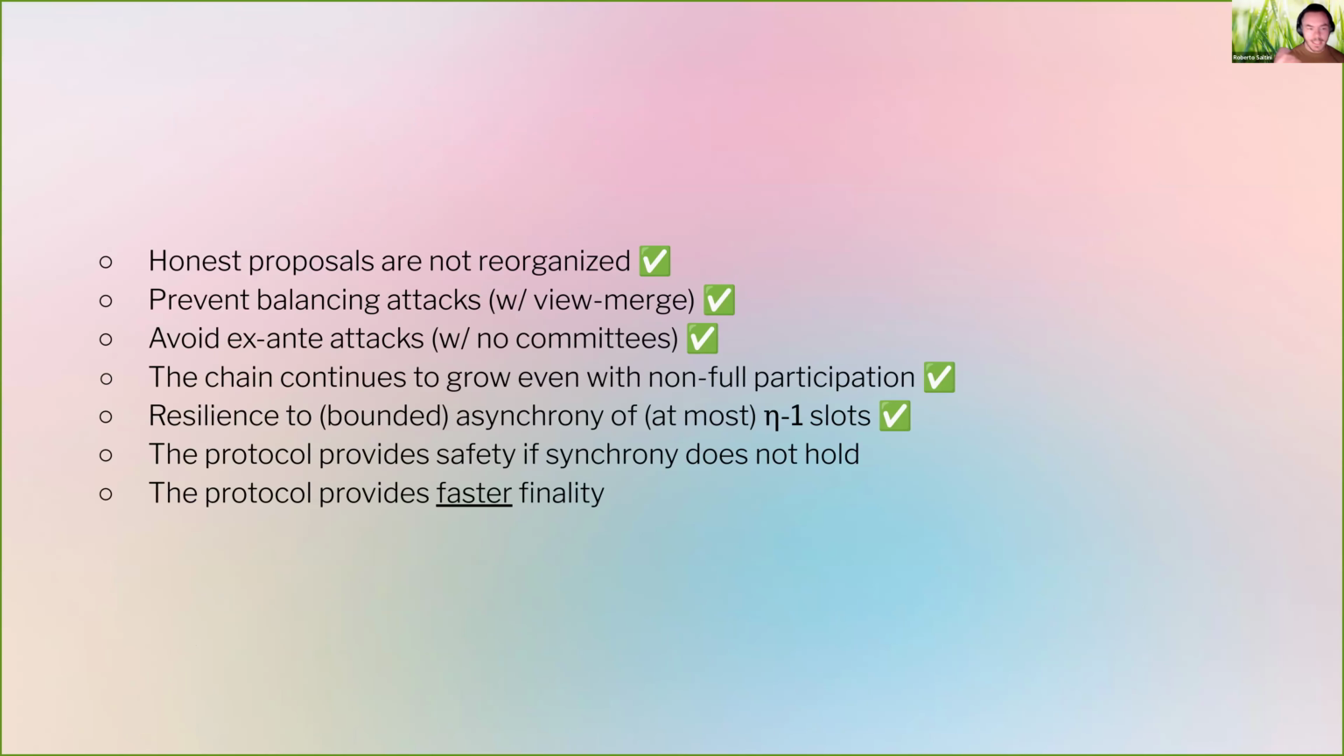Now, what these dynamically available protocols give us is that they ensure that honest proposals are not going to be reorganized. It prevents balancing attacks and avoids ex-ante attacks. It ensures the chain continues to grow even when we don't have full participation. And also, as I mentioned before, we can be resilient to short periods of asynchrony. However, if we just take these dynamically available protocols, we don't have safety under asynchrony, and also we don't have finality. We don't have the concept of finality.